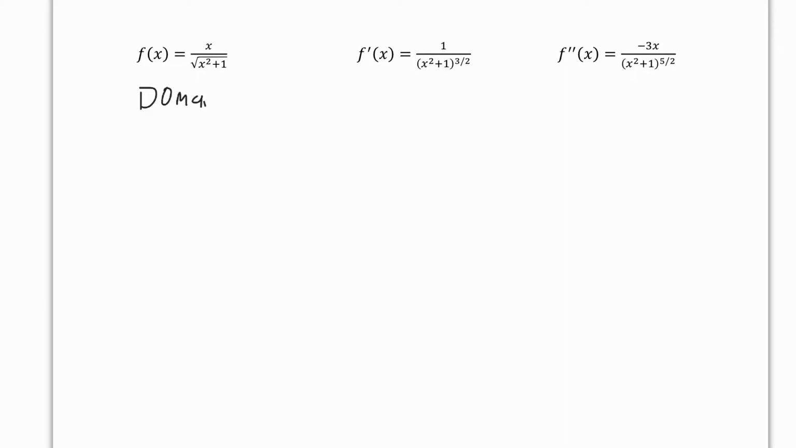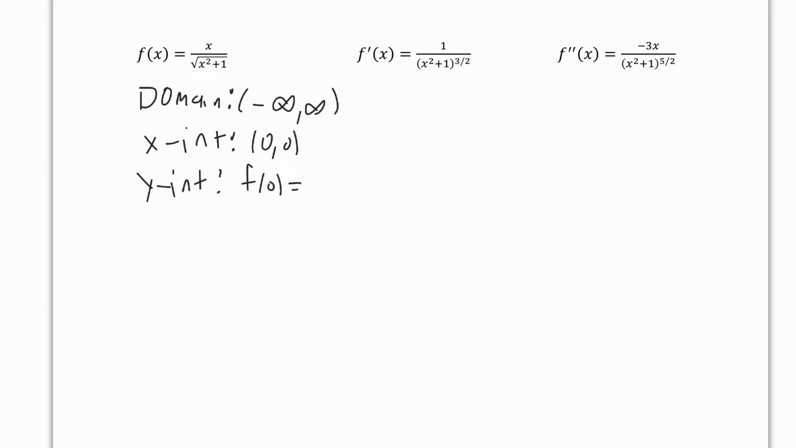The domain for this is negative infinity to infinity. Now we can go ahead and look that the x and y intercepts again happen to be at the origin. So the x-intercept is at (0, 0), and the y-intercept is going to be 0 over square root 1, which is also 0.